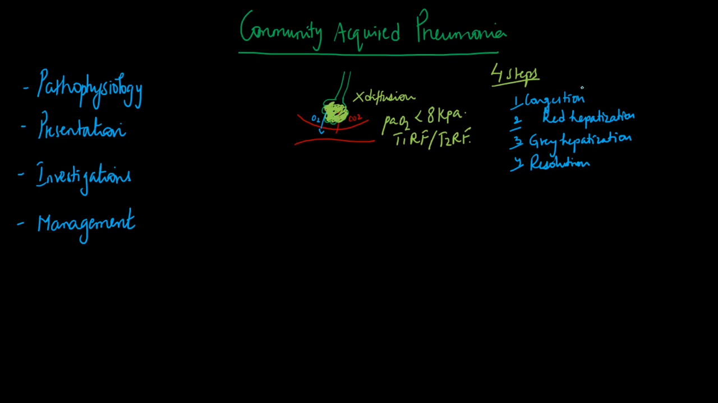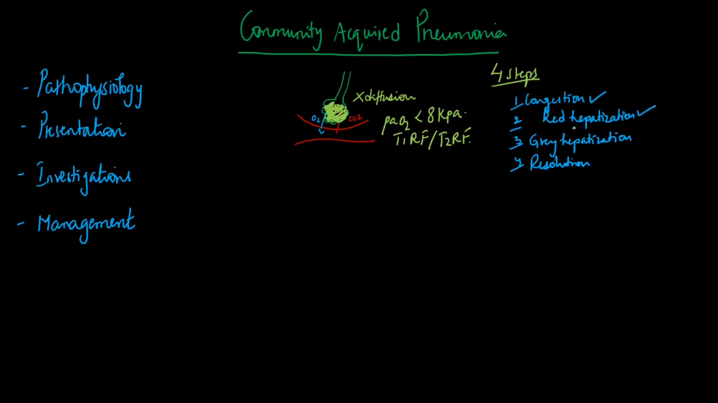So in congestion, the pulmonary capillaries are going to dilate and serous fluid is going to exude out of the capillaries into the alveolus, which is why you have the obstruction and a barrier to diffusion over there. The patient's going to have a fever, they'll have a cough. So that's phase 1, and phase 2 is red hepatization.